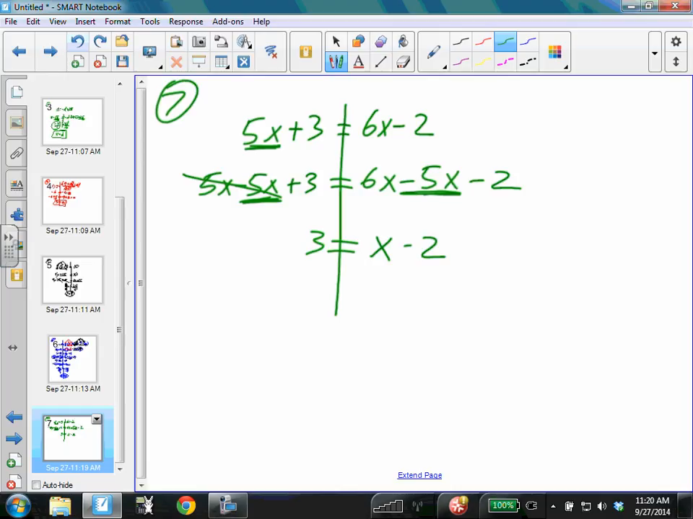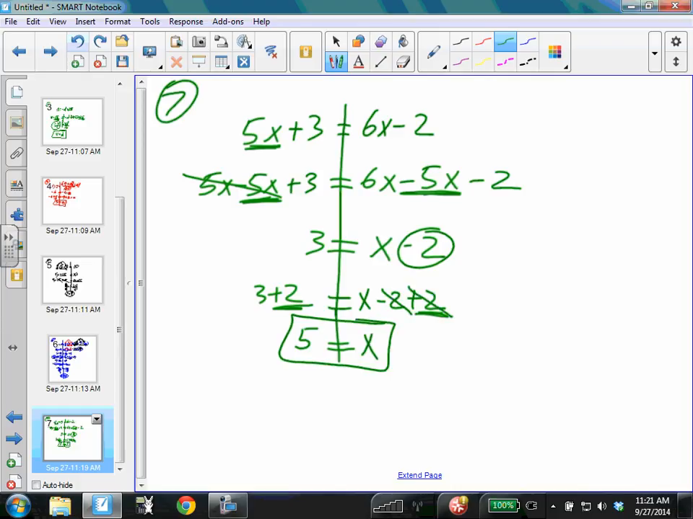You can probably solve this one in your head right now, but we'll continue to do the algebra. What number minus 2 will give us 3? I'm going to add 2 to both sides to get rid of this negative 2. So 3 plus 2 is equal to x minus 2 plus 2. I added 2 to both sides of the equation in order to solve for my variable. Now 3 plus 2 is 5, and on the right, negative 2 and positive 2 cancel. And so x is equal to 5.